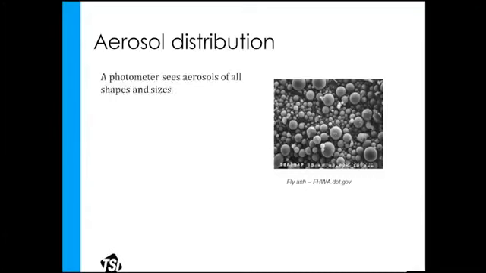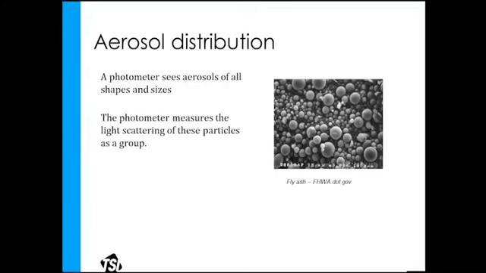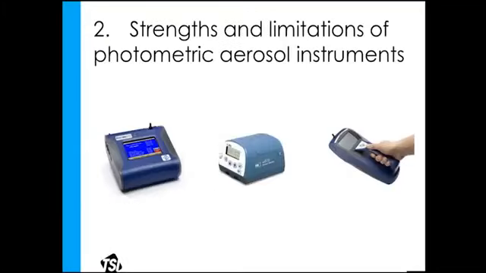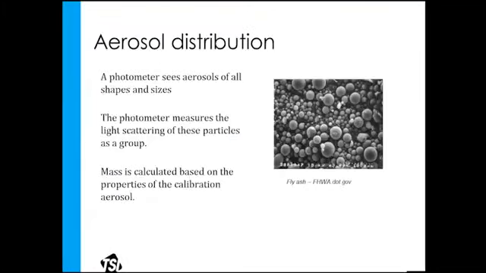So the instrument just sees all these different sizes and shapes coming in. It measures the light scattering of those particles as a group. It sees all these balls on the floor of the basement. It's going to calculate mass based on how many buckets of balls it's going to pick up. But it doesn't know, I'm jumping back and forth here, it doesn't know that way until we tell it.